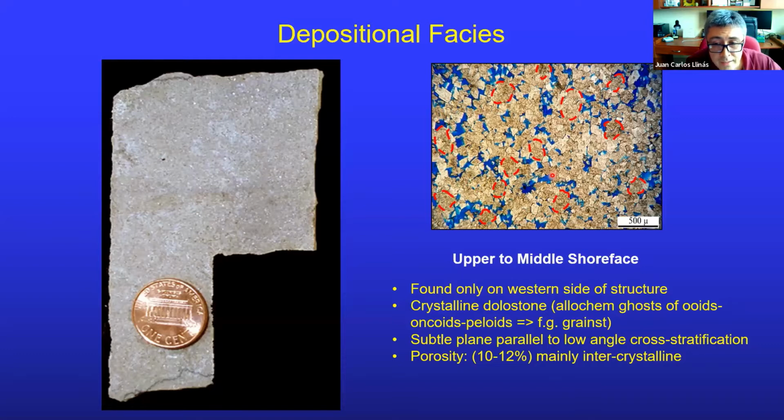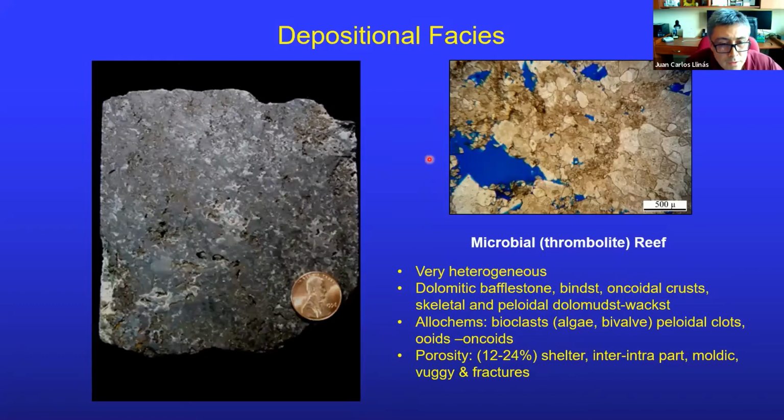So there's an intense dolomitization of these. As in general, the whole Smackover, as you will see, is completely dolomitized. Porosity is also good in these particular phases, between 10 and 12%, and as you can see, is mostly intercrystalline porosity.